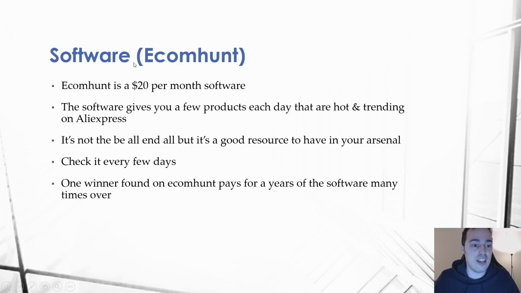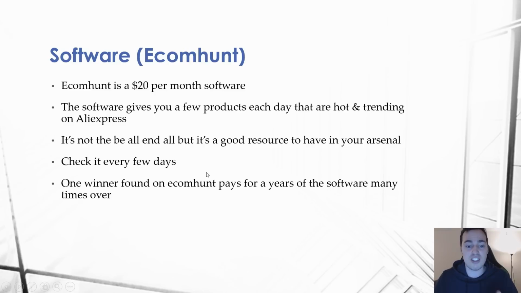So this is the last product research method we're going to be covering in this video, which is utilizing a software called Ecomhunt. Ecomhunt is a software that's $20 per month, so it's not too expensive. What the software does is it gives you a few products each day that are hot and trending on Aliexpress. Now, it's not the be-all, end-all, as in it's the only product research method I would use. However, it's a good resource to have in your arsenal.